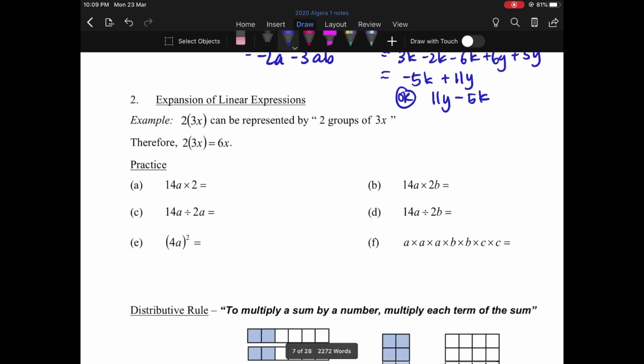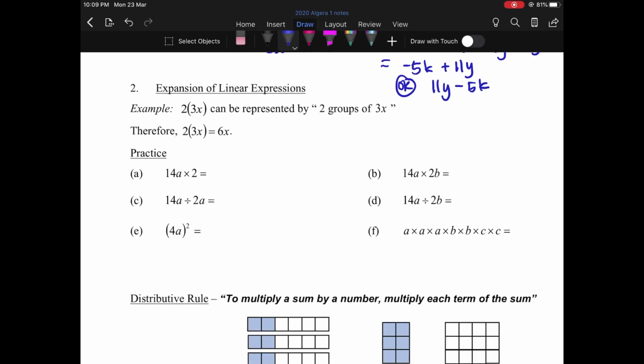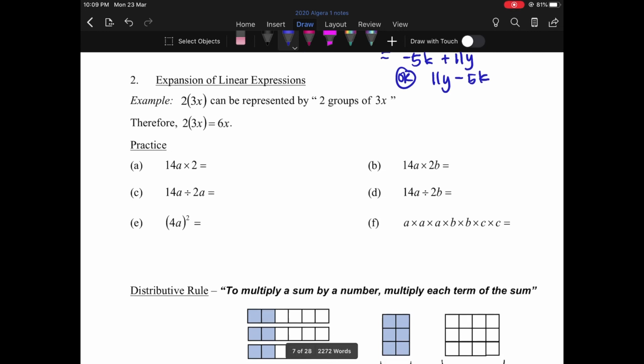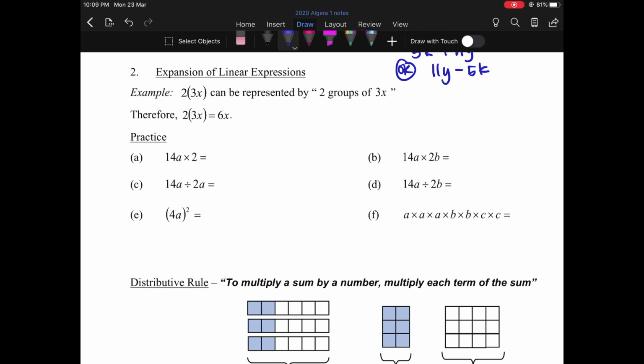Right, for the next section, it's expansion. So expansion just means to multiply. Okay, so we can do simple multiplication, 14a times 2. So you can multiply the number to the other number, the alphabet to the other alphabet. So you will get 14 times 2, 28a. Part B, 14a times 2b. 14 times 2, 28. A times b, ab.